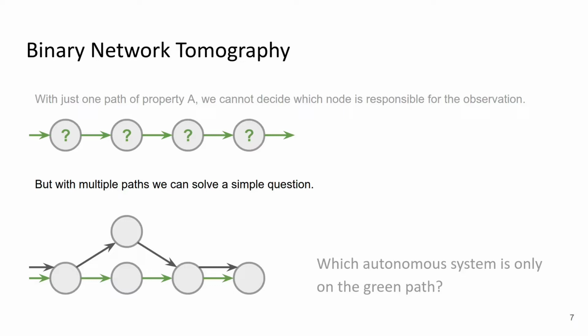pinpoint the responsible node. Now imagine these two paths, where one has property A, colored in green, and the other one doesn't, colored in gray. In this example, the AS colored in green is the responsible node. Any other node would have also affected the black path.